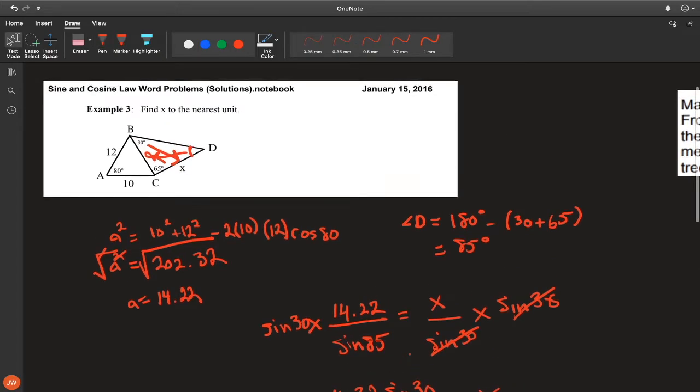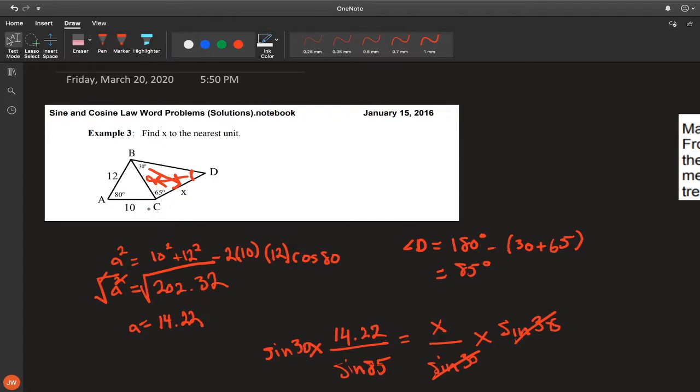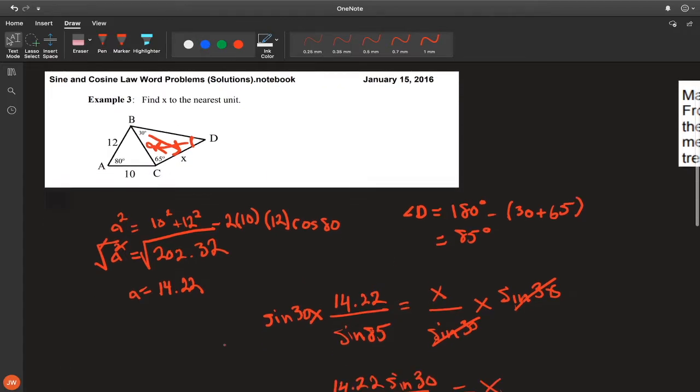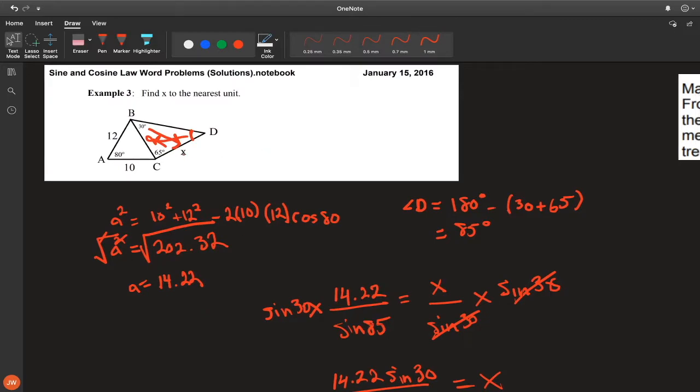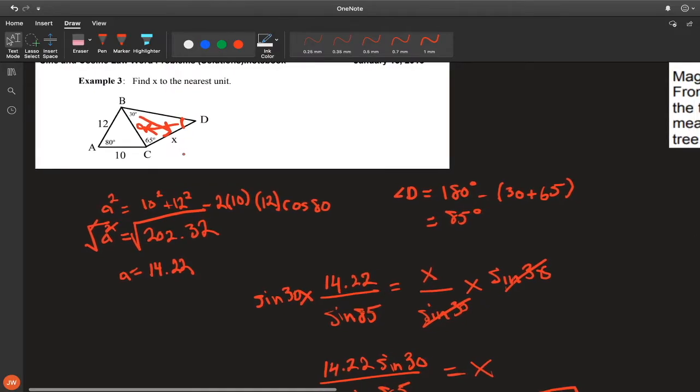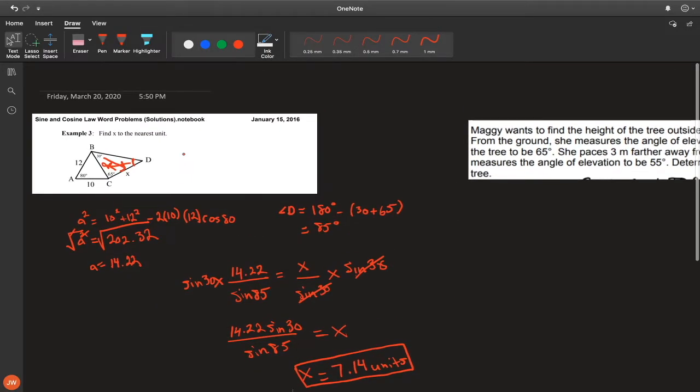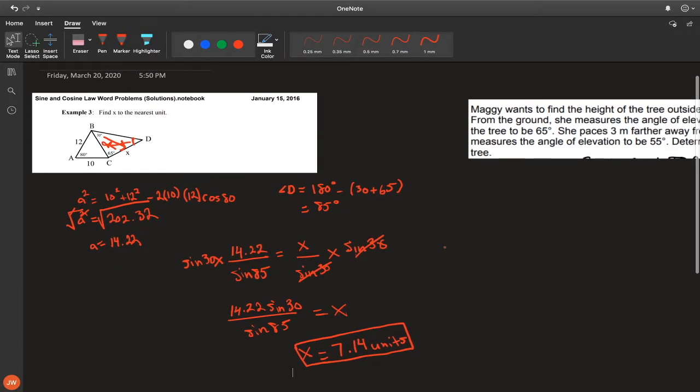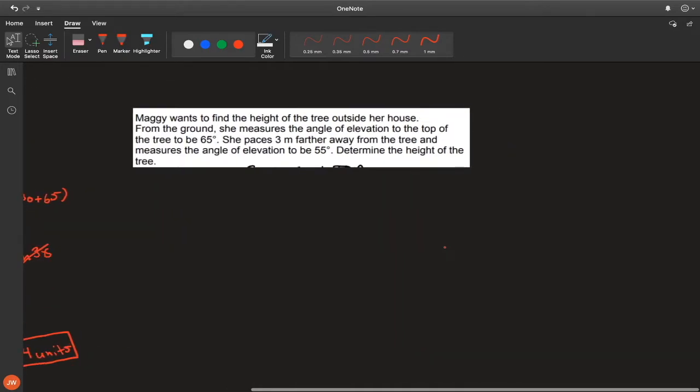This is a good problem because we had to use cosine law in conjunction with sine law. We had to use both of them to solve for x. So that was the first question. Not too shabby. Now we're looking at this one.